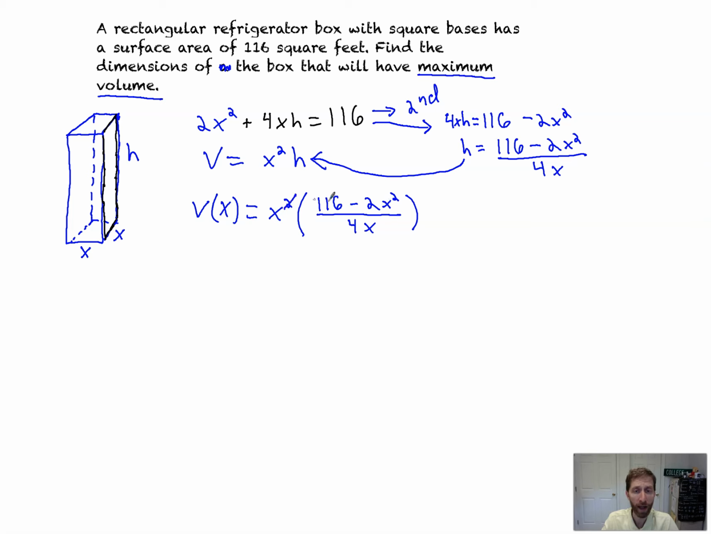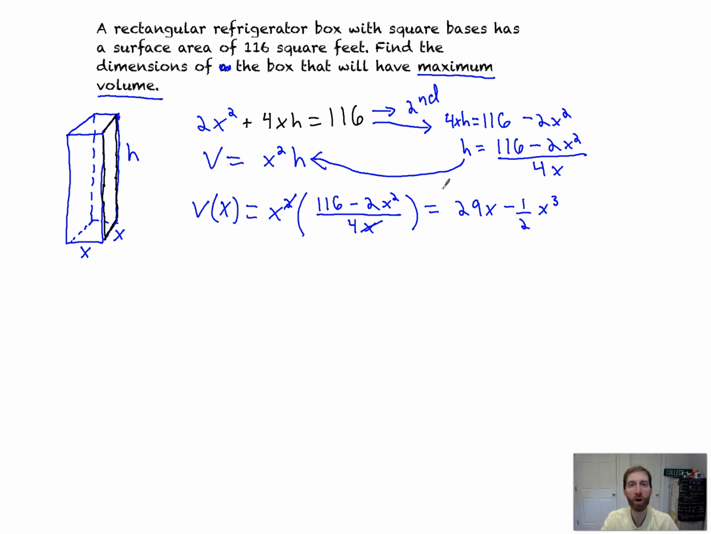The x squared and the x here divide out, leaving you with an x. Now, what also happens is we can divide 4 into each of these terms, and I'm going to multiply x at the same time. So 4 goes into 116, I believe, 29 times x. So you have 29x. That's not bad. 2 goes into 4, well, it's going to be 1 over 2. So negative 1 over 2 x squared times x is negative 1 over 2 x cubed. That's a much nicer function.